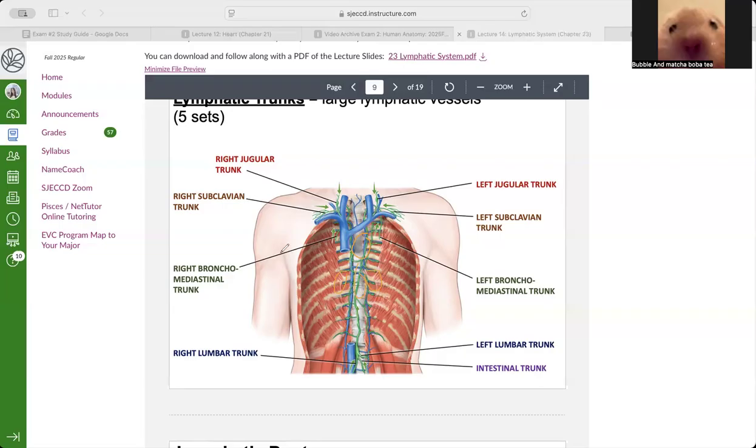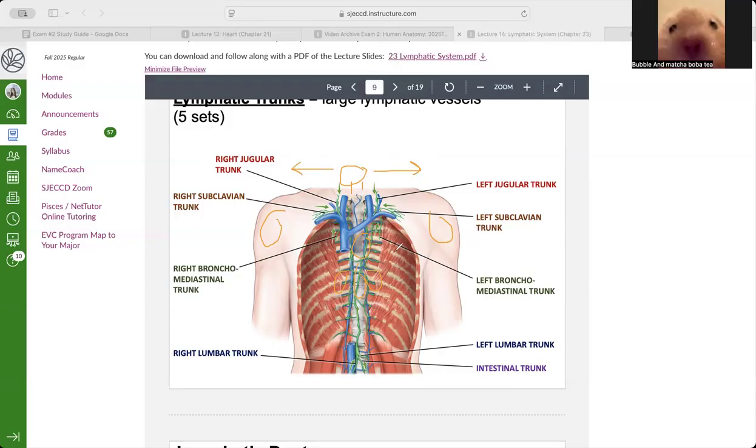Subclavian trunk, right and left. This one drains the lymph out of the upper arm. Upper arm, look here. Jugular trunk drains from even higher, so it's head and neck. I hope that makes sense, guys.